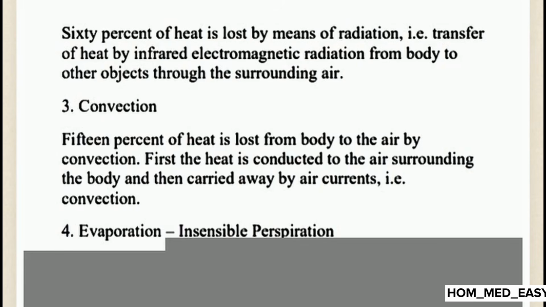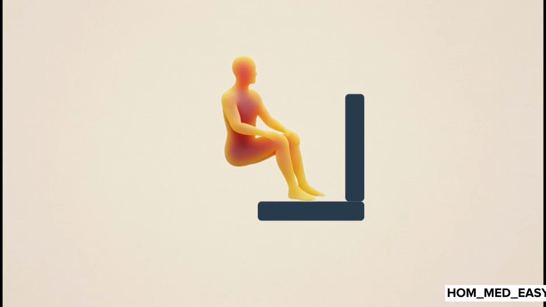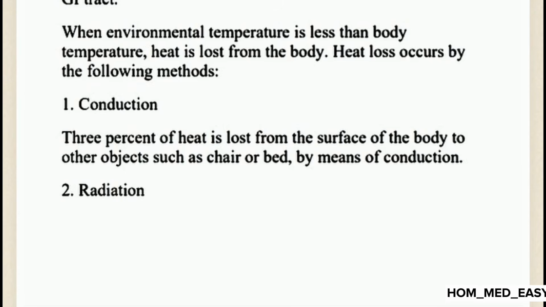Returning to the clinical breakdown, the 15% figure is verified. The process operates in two steps. Thermal energy is conducted to the microscopic boundary layer of air surrounding the skin and is then physically stripped away by moving air currents. The final and smallest, non-evaporative vector is conduction. Updating our model to include a seated posture, a highly localized thermal transfer occurs right at the point of contact, accounting for just 3% of total heat loss. The text confirms this low output, specifically noting it occurs when touching solid objects like a chair or a bed.